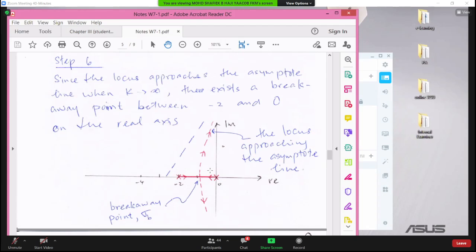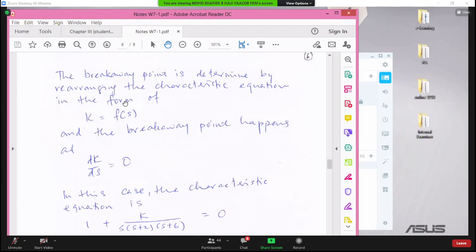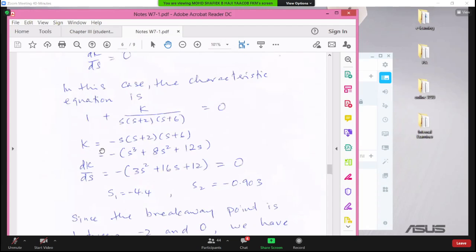All you have to do is rearrange the characteristic equation in terms of k as a function of s, and take the derivative of k with respect to s. Okay, so now we have that function. This is the k as a function of s. Take the derivative of that with respect to s, and then set it equal to 0, and you're going to get 2 solutions, because this is now a quadratic equation. One is equal to -4.4, and the second one is -0.9. So which one are we going to take?